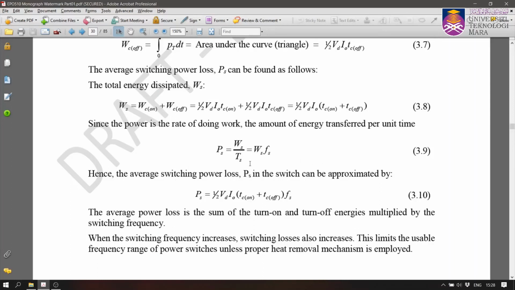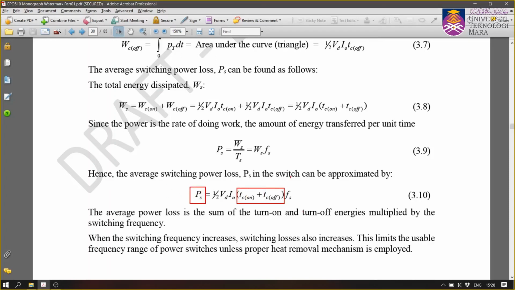So the total power equals half Vd I naught multiplied by the turn on time plus turn off time, multiplied by the frequency. So what can you say is that the switching loss heavily depends on the switching frequency. So the higher the frequency, the higher the power, is it? So if you operate the device at high frequency, you also need to consider the power loss that occurs at that high frequency.